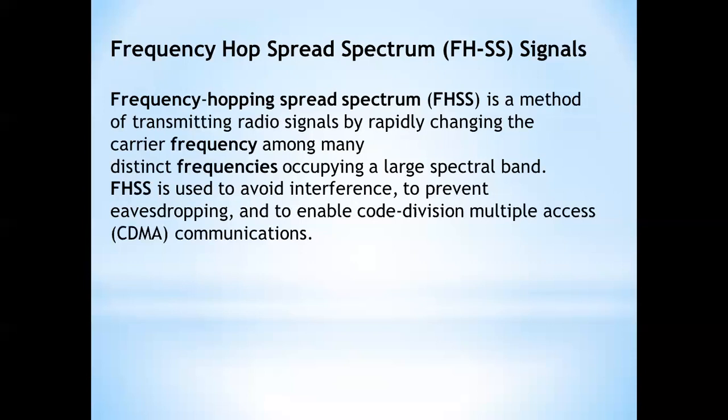Slow frequency hopping. In slow frequency hopping, the symbol rate of the MFSK signal is an integer multiple of the hop rate. That means several symbols are transmitted corresponding to each frequency hop. And fast frequency hopping. In fast frequency hopping, the hop rate is an integer multiple of the MFSK symbol rate. That means during the transmission of one symbol, the carrier frequency will hop several times. Thus the frequency hopping takes place at a fast rate.